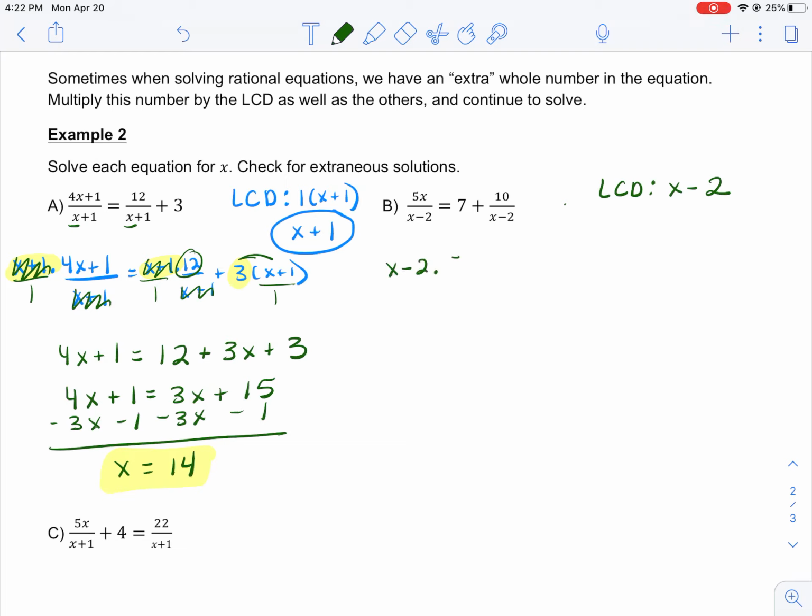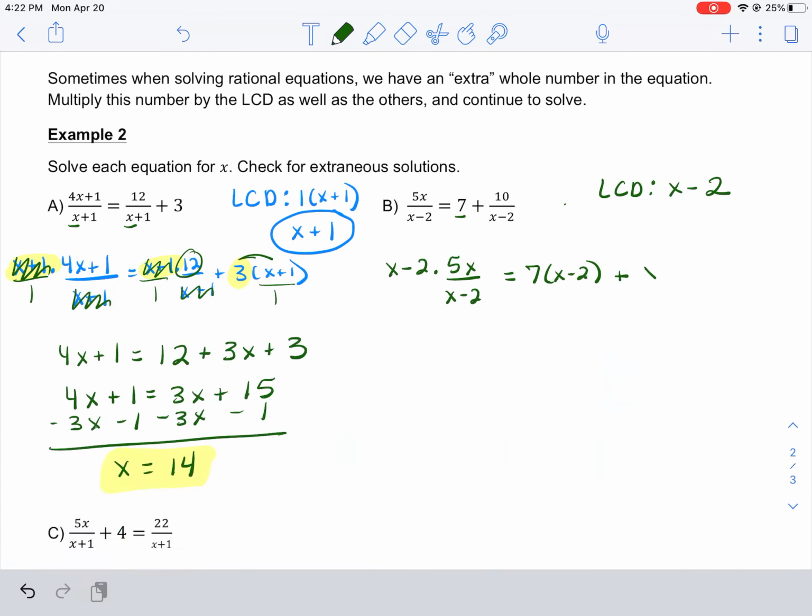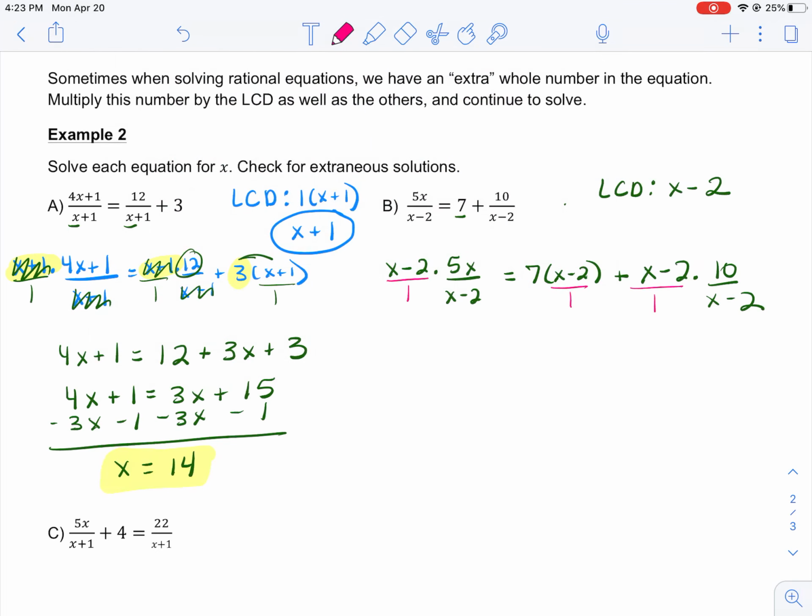x minus 2 times 5x over x minus 2 equals, I'm going to take the 7 and multiply 7 times x minus 2, plus I'm going to multiply my last term by x minus 2. So x minus 2, oops, sorry, times 10 over x minus 2. Okay, so now I'm going to cancel out anything that appears on the top and bottom. I can think of this as x minus 2 over 1.